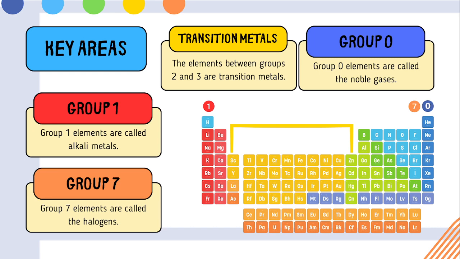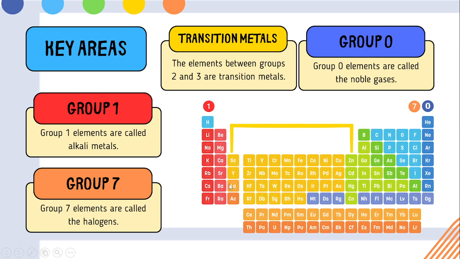Looking at group 1, the elements are called alkali metals. And there's a special group found between group 2 and group 3. Immediately after group 2 and before group 3, we have some special elements called the transition metals. These are the transition metals.